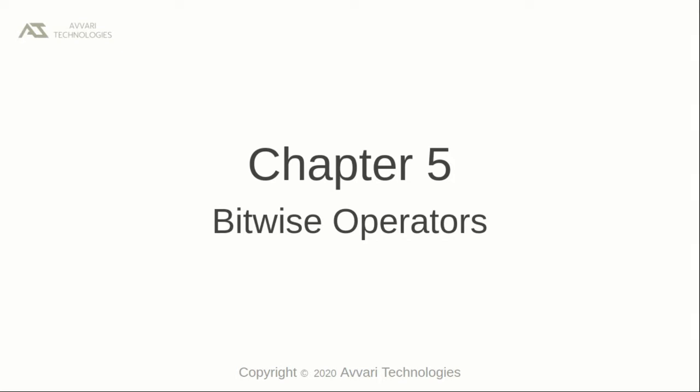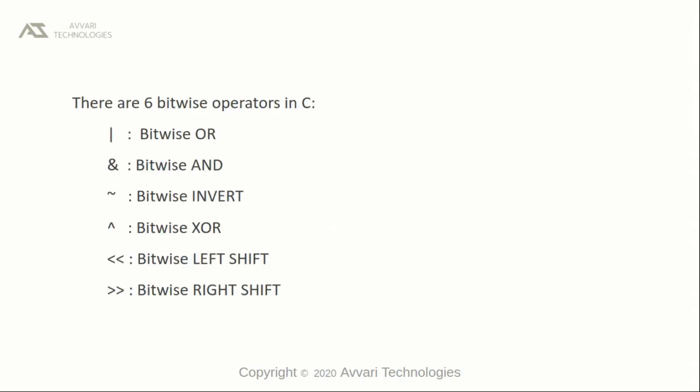In this presentation, we will be concentrating on bitwise operators. Bitwise manipulation is one of the important concepts in system level programming, where most of the time we will be dealing with getting parts of bits, setting parts of bits, and clearing parts of bits. There are 6 bitwise operators in C language, that is bitwise OR, AND, invert, XOR, left shift and right shift. We will practically see the working of these 6 operators.